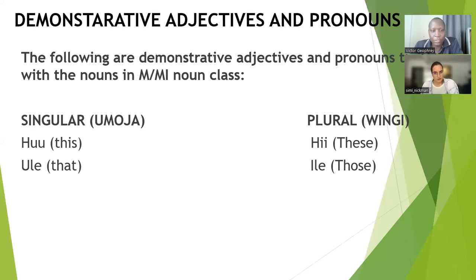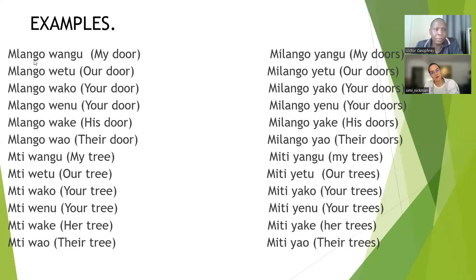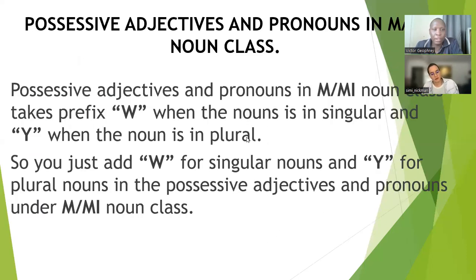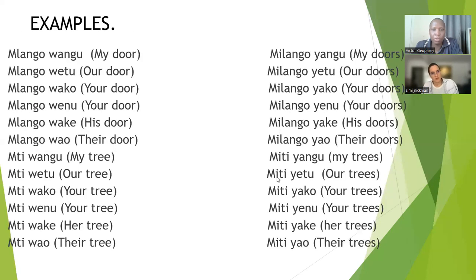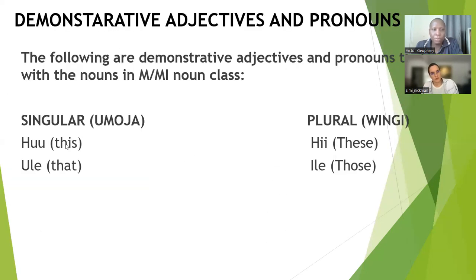So simple, you can take this one, for example mlango, and nouns like milango, miti. When the noun is in singular, you just use huu for this, ule for that. When the noun is in plural, just use hii for these, ile for those. Simple like that. Any questions so far about that? No, it is clear.